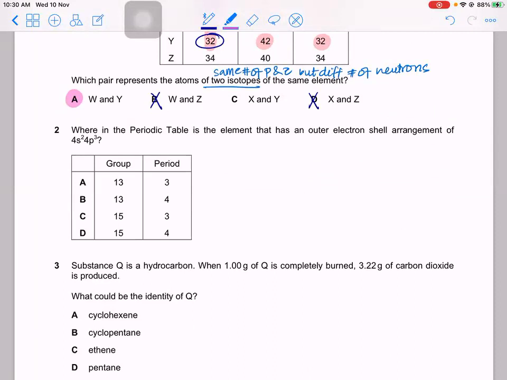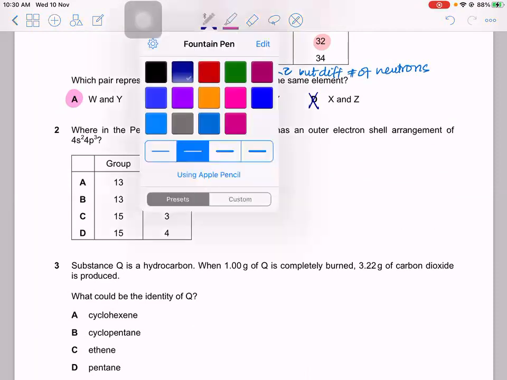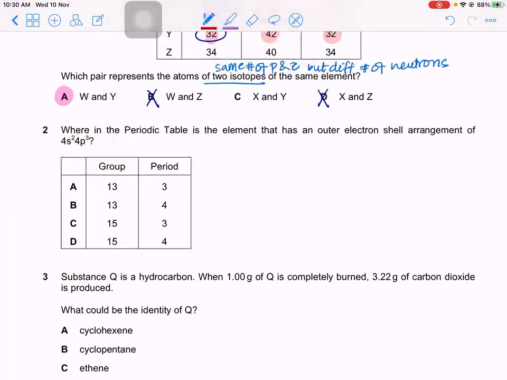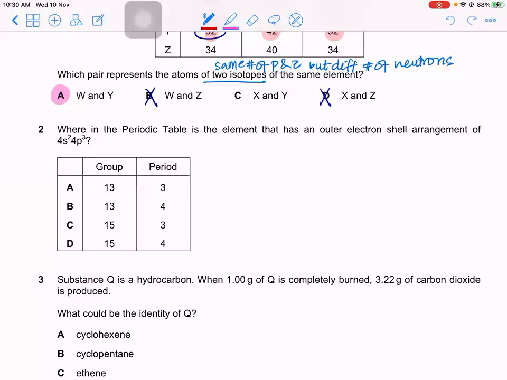Where is the periodic table? Where in the periodic table is the element that has outer electron shell arrangement of 4s2 4p3? So this is in the 4th. So how many outer electrons do you have? In the 4th shell. 4th shell is the outer shell. How many outer electrons do we have? 5. So this must be in group 15.